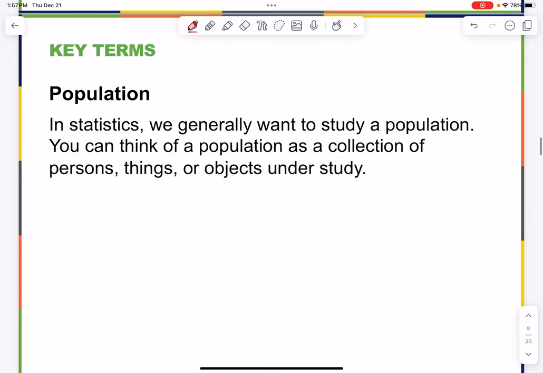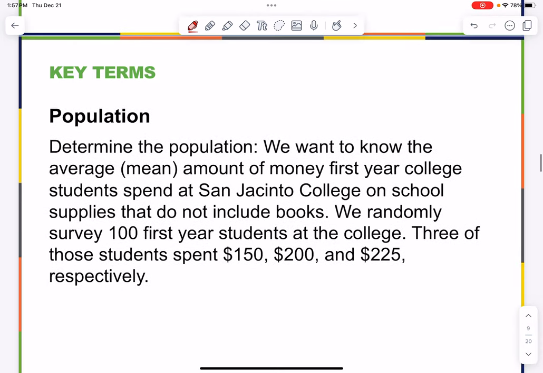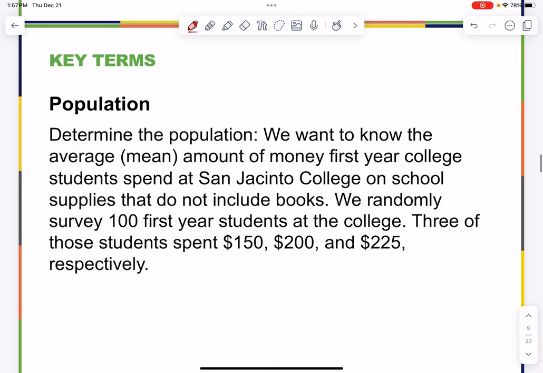All right, let's get into the terminology. Population is a term of art. In statistics, we generally want to study a population. Well, what is a population? Population is everything you want to study, everything you would like to make an inference about. You can think of a population as a collection of persons, things, or objects under study.